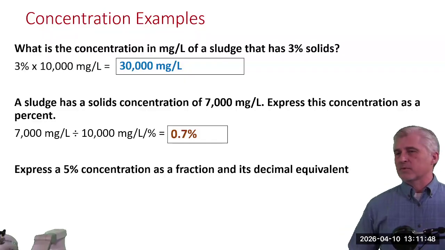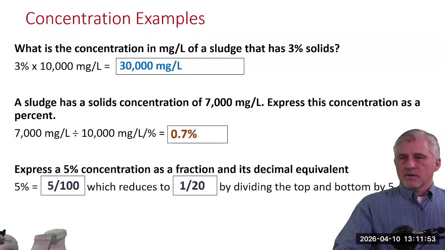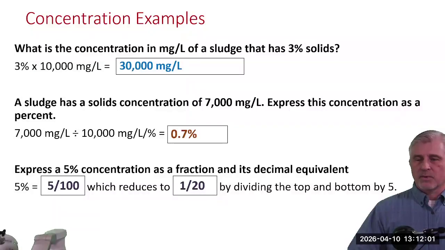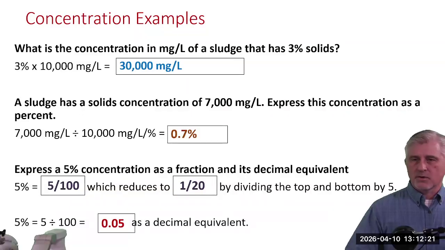We can express a 5% concentration as both a fraction and a decimal. 5% is simply 5 divided by 100. We can reduce that down to 1 divided by 20 by dividing both the top and the bottom by 5. We divide 5 by 5, we get 1. We divide 100 by 5, we get 20. So it's equal to 1/20th. And as a decimal, 5% is 5 divided by 100. You put that into your calculator and you get 0.05. So that's the decimal equivalent.